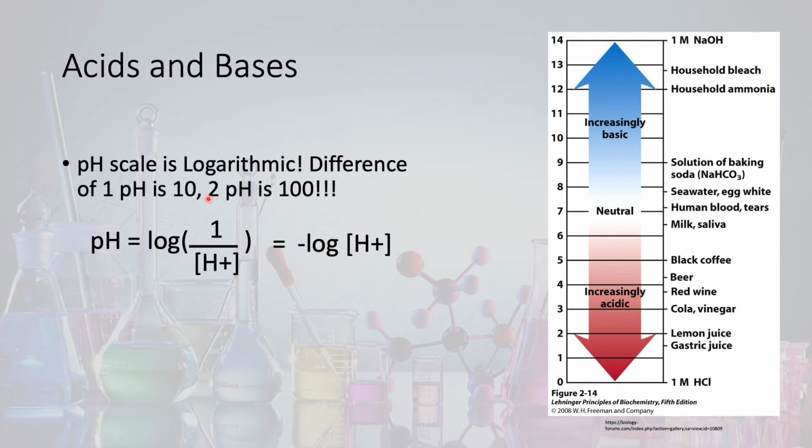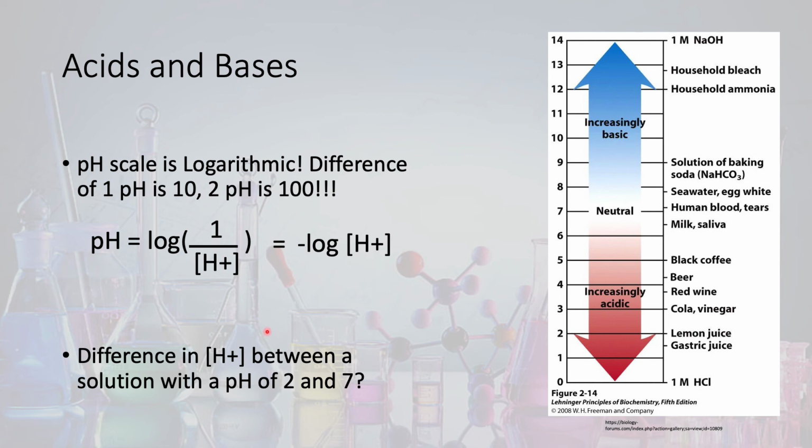The pH scale, remember, is logarithmic. So the difference between 1 and 2, or a difference of 1 pH, is equal to 10 times that concentration. So between a solution that has a pH of 1 and a pH of 2, the concentration of hydrogen ions differs by 10. A difference of 2 on the pH scale correlates to a 100 times difference in the concentration of hydrogen ions.